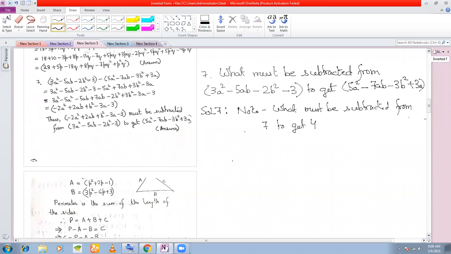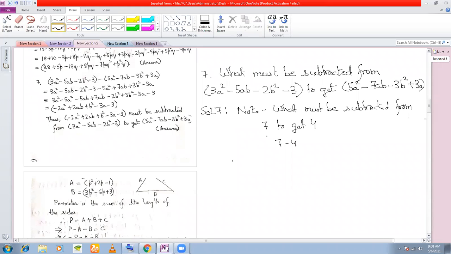Sir, 7 plus 4. What must be subtracted from 7 to get 4? Sir, 3. But how are you getting 3? You are getting 7 minus 4. That is what you are doing, right?